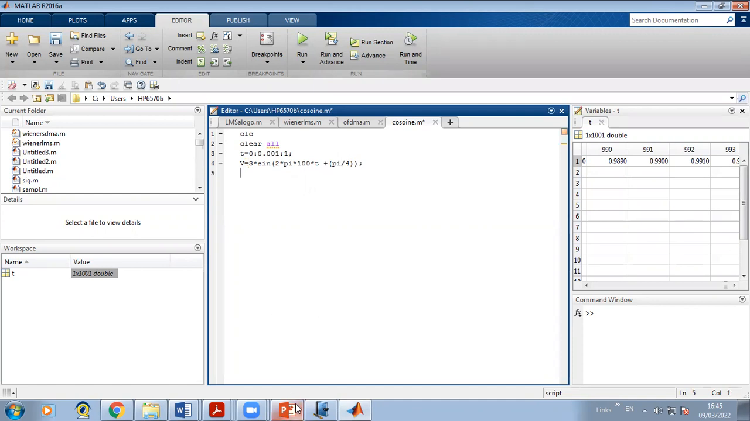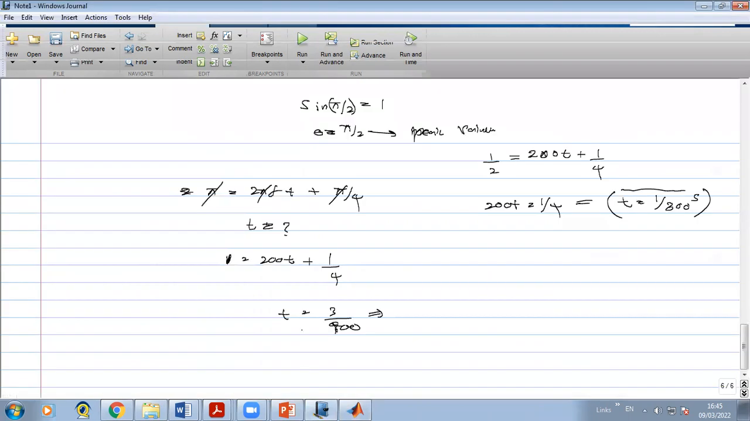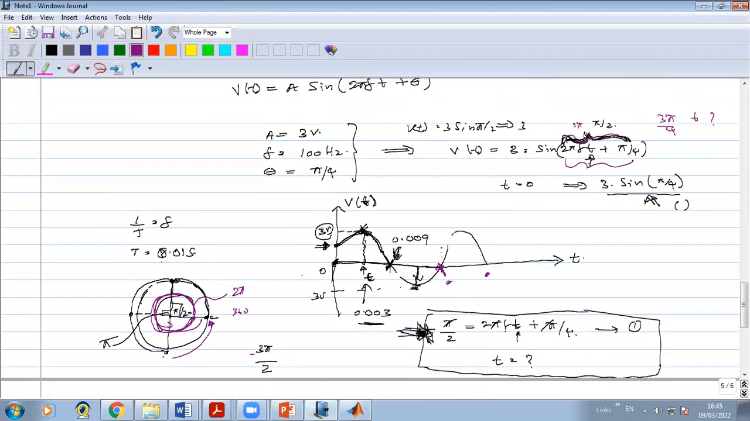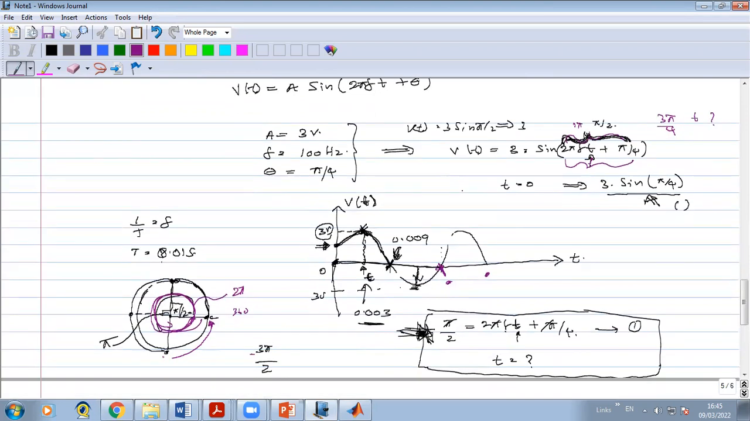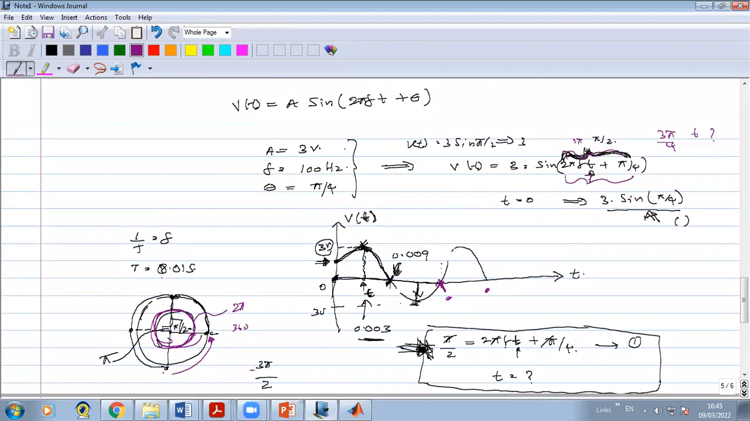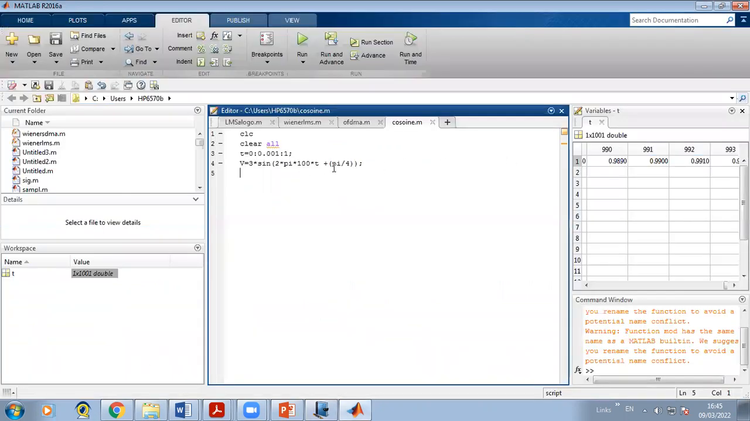Okay, so let's look at it again. It is 3 sine 2500 t plus 5 by 4. Okay, so that is okay.